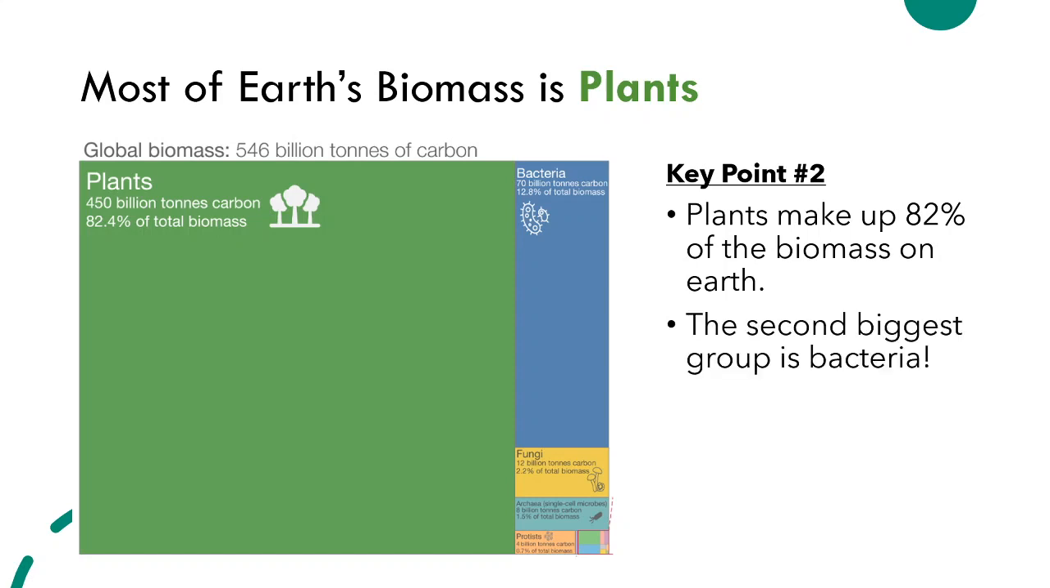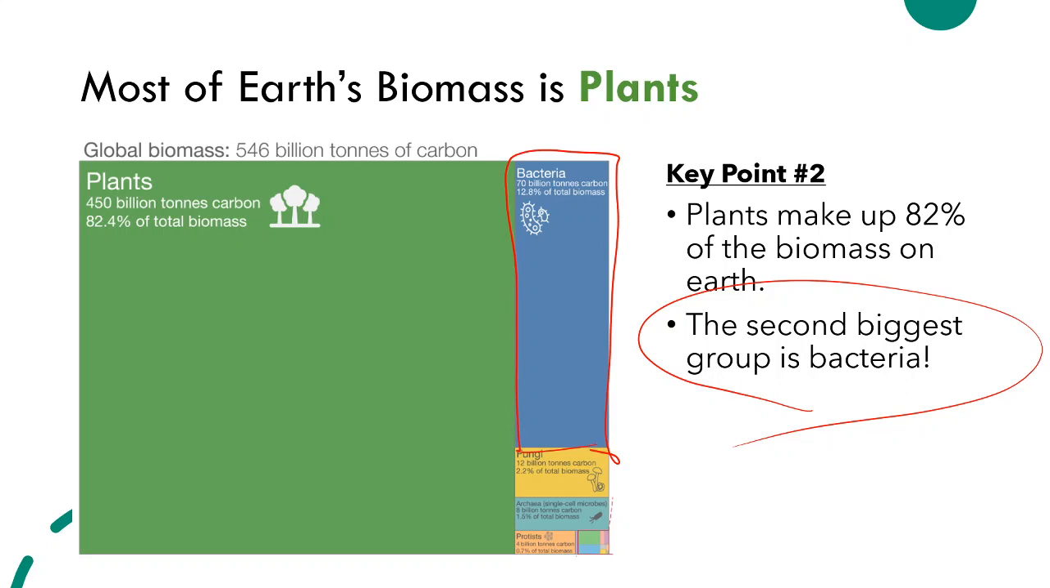The second thing they found that was interesting, though, is that the second biggest group is bacteria. It's not animals. So this big blue chunk over here represents the weight of all the bacteria that they estimated put together. And even as tiny, microscopic as bacteria are, there are so many of them that if you add them together, they make up that much biomass. More than animals, more than fungus, more than all those other groups, which I found really surprising because bacteria are so tiny.